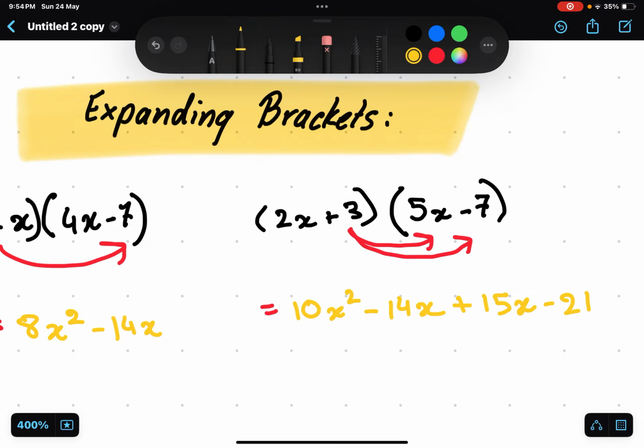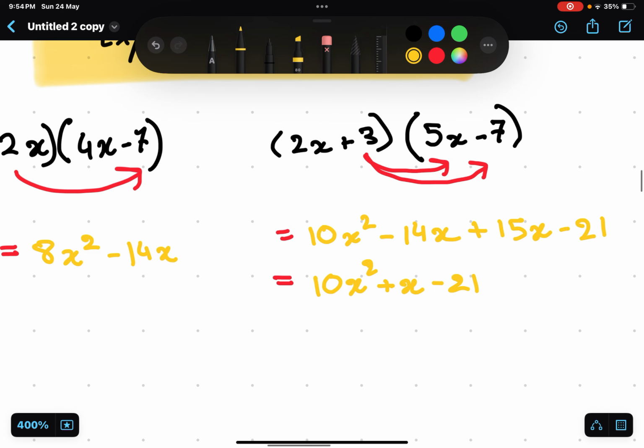Okay, and now when we combine our like terms to simplify this more, we get 10x squared. So minus 14x plus 15x equals plus x and minus 21. And that is what we get when we expand this over here.